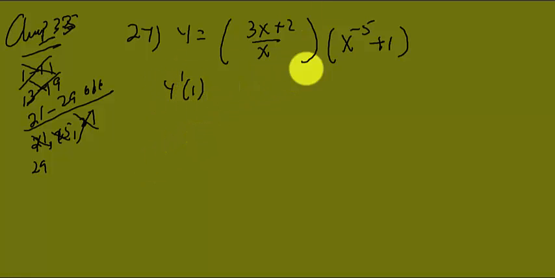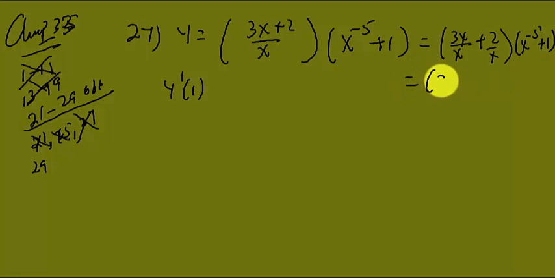Sometimes it's easier if you do some algebra up front, and I'm going to do that in this situation because I don't want to use the quotient rule. I can, but sometimes it gets ugly. This is 3x over x plus 2 over x, times x to the negative 5 plus 1. So that simplifies to 3 plus 2 times x to the negative 1, times x to the negative 5 plus 1. And then we can take a derivative of that using the product rule.